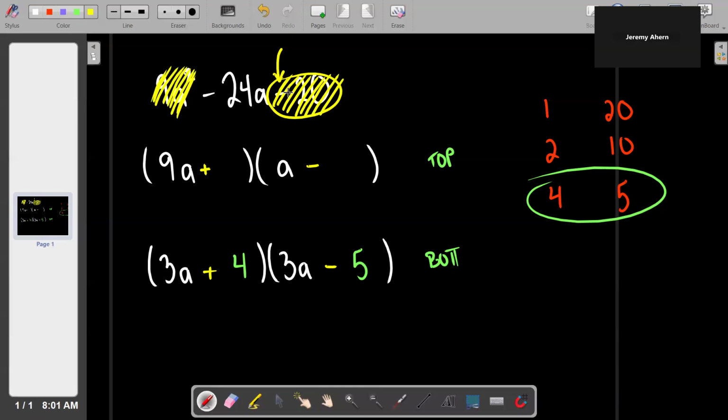Okay? So let's go. Let's see what happens. And you're gonna miss a lot. Get used to it. Sometimes you won't find it until the seventh try. So it doesn't mean you're bad at math or anything. It just means it is what it is.